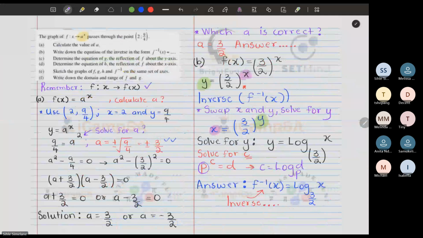Inverses. So you guys should make sure that you practice and you master these. They are very simple. When they say reflection about the x-axis, you must know what to do. Reflection about the y-axis, you must know what to do. Very easy. You guys will pass this. If there's no further question, we can end here.